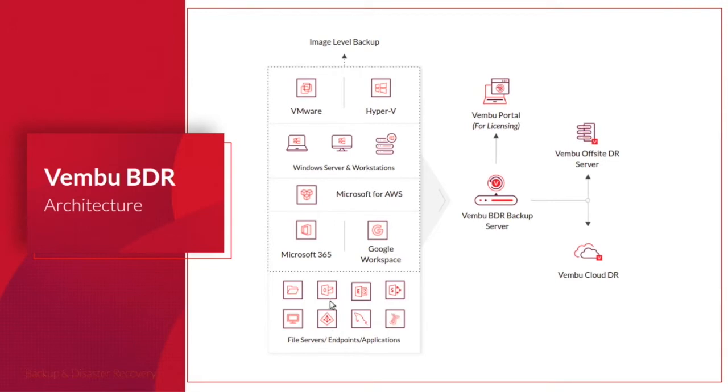For the file server or application level backup, we have a separate client. These clients are available for Windows, Linux, and Mac operating systems. So you can just download this client, install it on your computer, and take a backup. Again, all the backup data will come to this backup server.